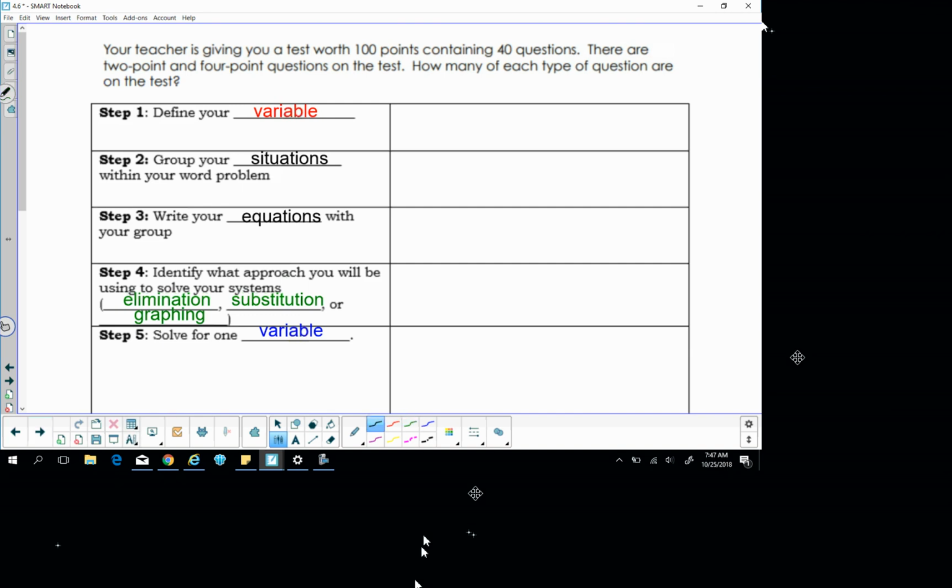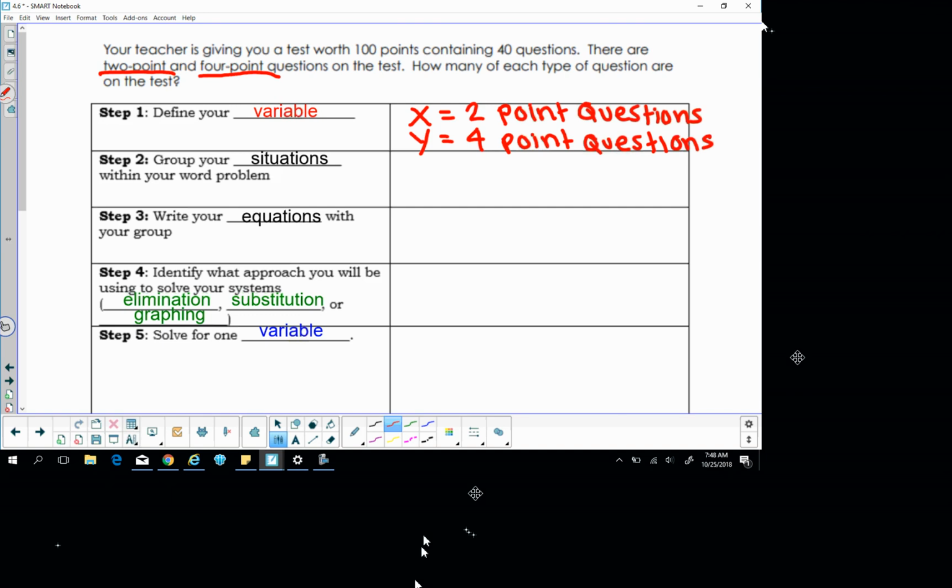We have 2-point questions and 4-point questions. So I'm going to make X represent my 2-point questions and y represent my 4-point questions. And so you guys can see that this is different from the last one, because the last one was 2 different scenarios. They went to the store one time, then they went to the store another time. This one is like the money goes with money situation, because we have points here, and we also have questions.